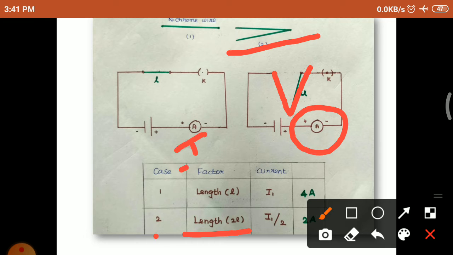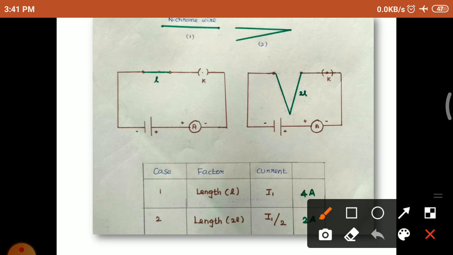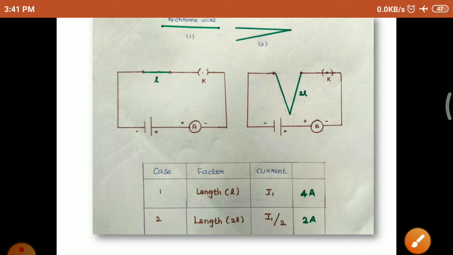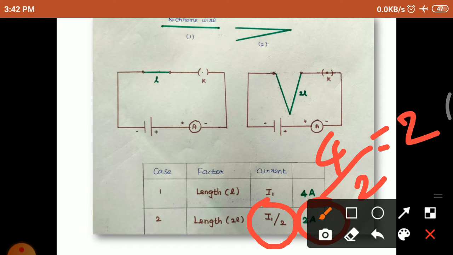Here I noted I1 for case 1. In case 2, when I measured the current value, the current value is 2 ampere. Comparing to the first case, in the second case, the current value is decreased by half. So I wrote here I1 by 2. When I substitute the I1 value, 4 by 2, that means 2 ampere. Here I wrote 2 ampere.